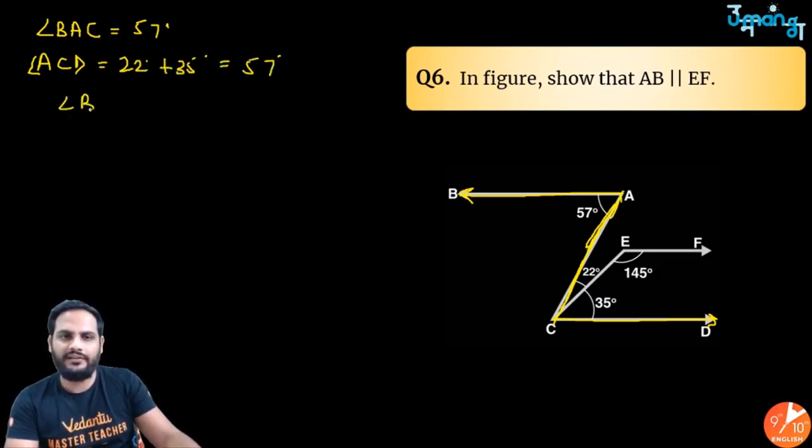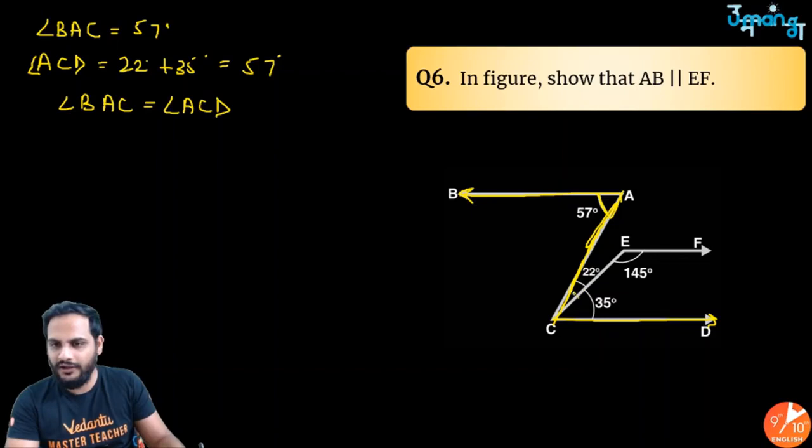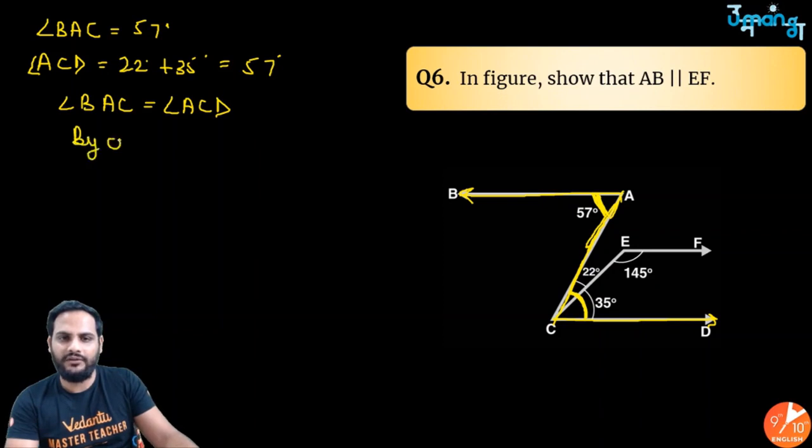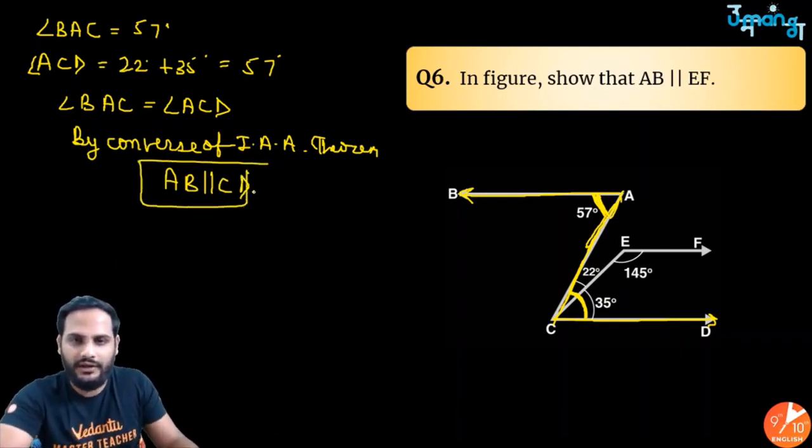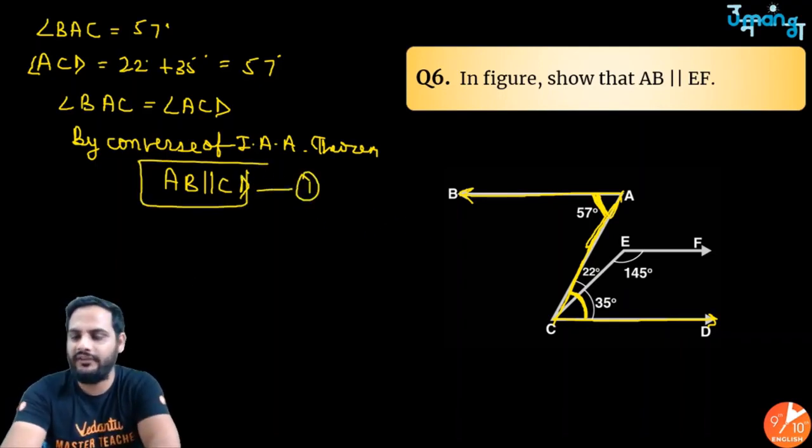So I can say that angle BAC is equal to angle ACD. If these two are forming a pair of interior alternate angles, right? So I can say by converse of interior alternate angle theorem, I can say AB is parallel to CD. Okay, this is your first result. What I have got? AB is parallel to CD. First result मिल गया. AB and CD are parallel.